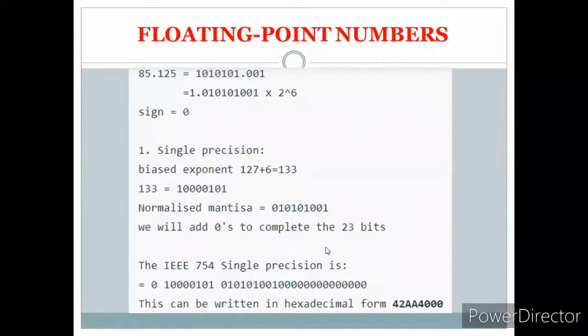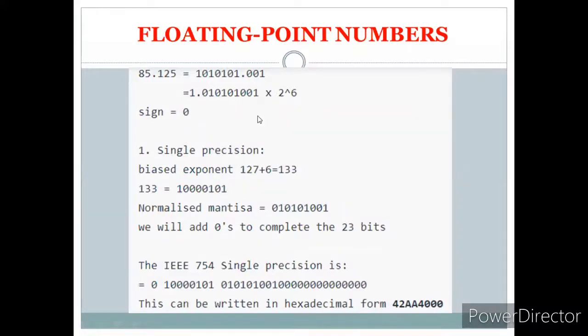Now let us take one example of single precision. 85.125, and when you convert it to binary, it is 1010101.001. So what we'll do is shift the decimal point, and the remaining part is your mantissa. The decimal point is shifted 6 times, so it is 2 raised to 6. So the exponent is 6. Since there is no negative sign specified, 85 is a positive number, so the sign is 0.